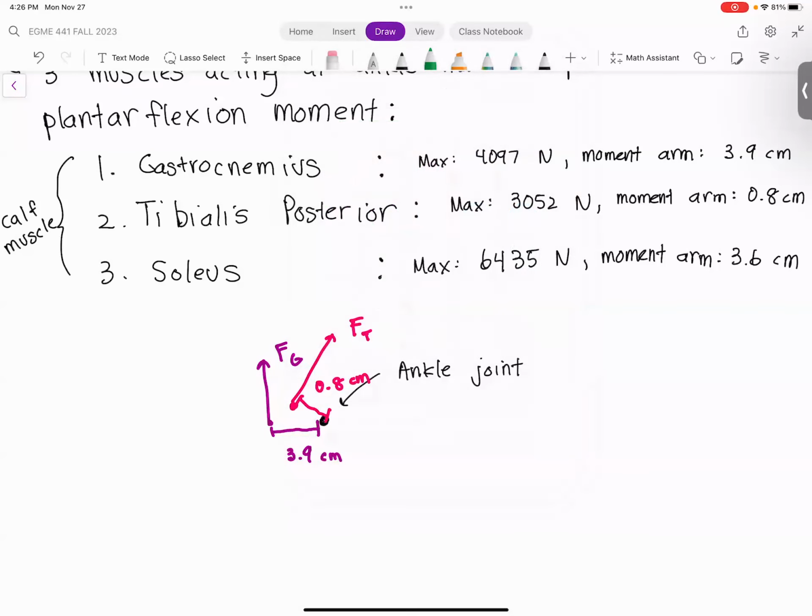And then finally, the soleus muscle, let's say that it's right here. We'll call this FS. And its moment arm, which is again the perpendicular distance between the soleus force and the ankle joint, is going to be 3.6 centimeters.